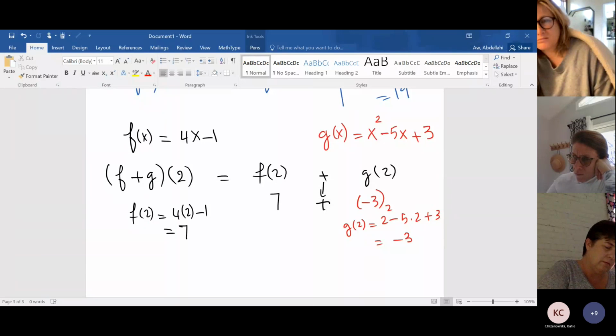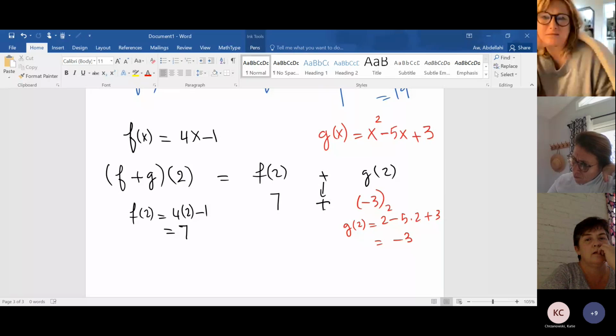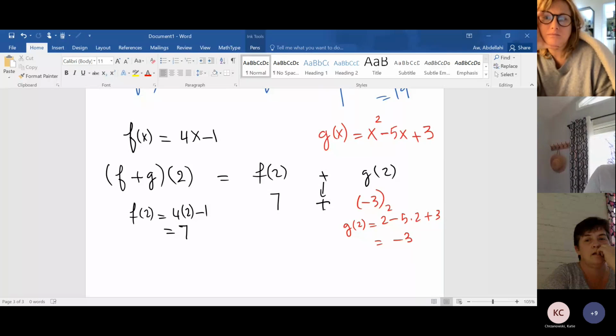So don't overthink this stuff, please. It's as simple as it can get. When you say f plus g of somebody, you plug in that somebody in both functions. Either you're going to add, subtract, multiply, or divide. So we don't try to overdo it. So 4 is my final answer.